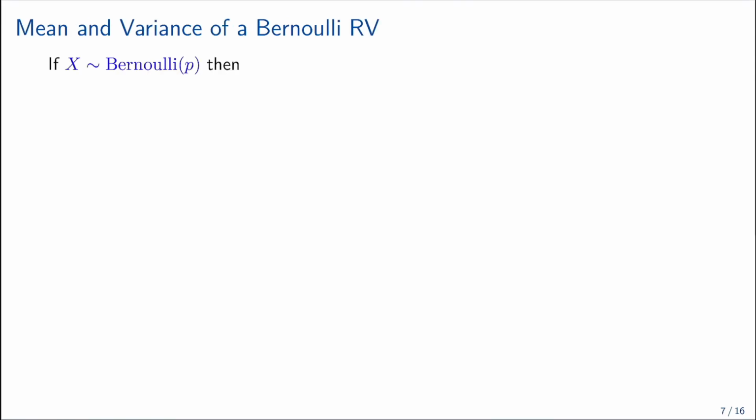Now, how do we calculate the variance and the mean of a Bernoulli random variable? Well, the random variable X in our case can take only the values of 0 and 1. So by the definition of the mean of X, it will be the value 0 multiplied by its probability 1 minus p, plus the value 1 multiplied by its probability p. So that gives us 0 multiplied by 1 minus p, which is 0, plus p. So the mean is equal to p.